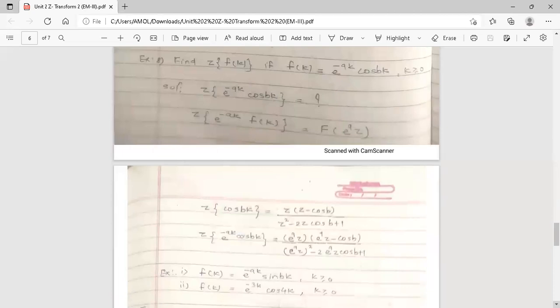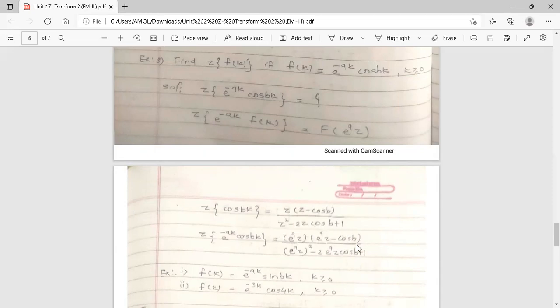To use this property here, if we compare the given sequence with the sequence in the formula, e raised to minus ak into f of k with e raised to minus ak into cos bk, then the value of f of k is cos bk, and the Z transform of cos bk is nothing but z into bracket z minus cos b upon z square minus 2z cos b plus 1.